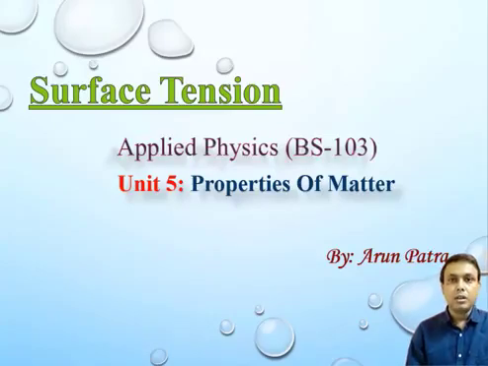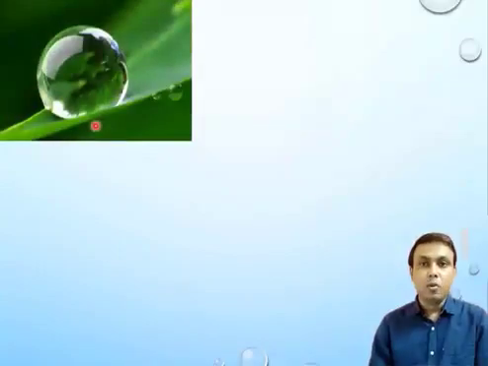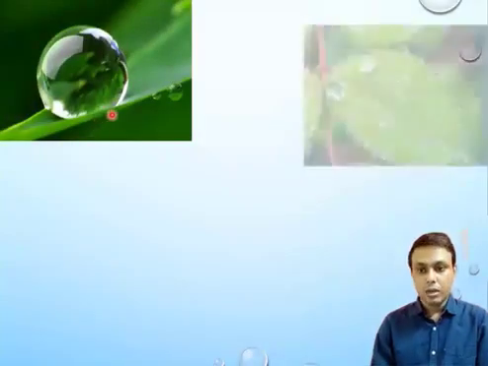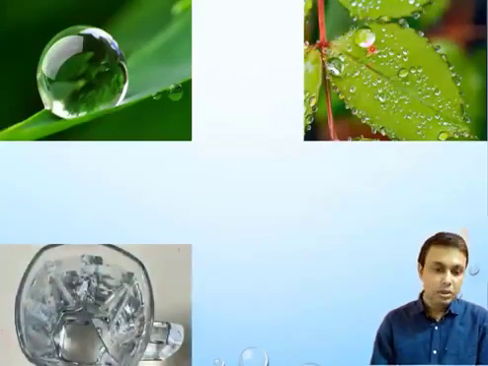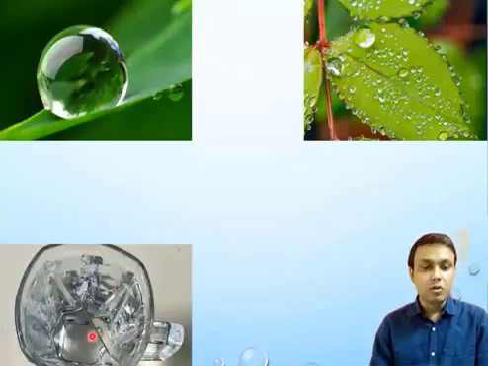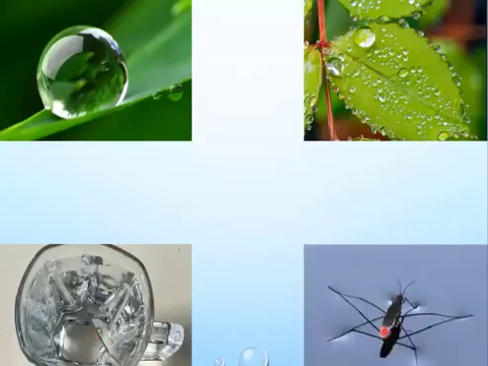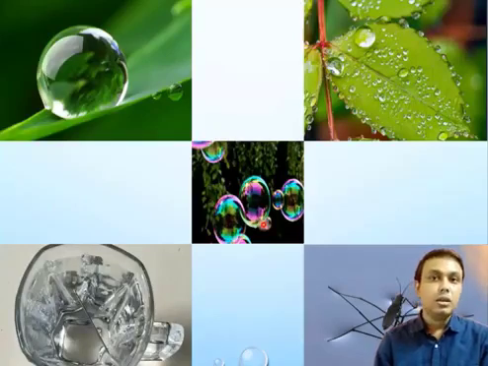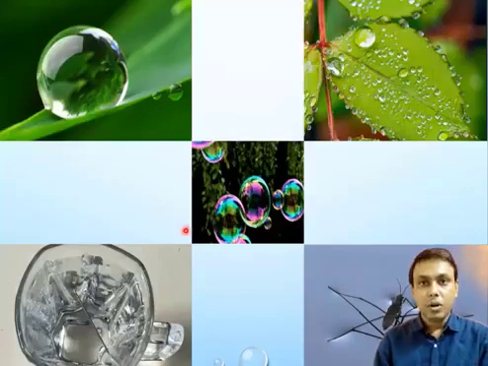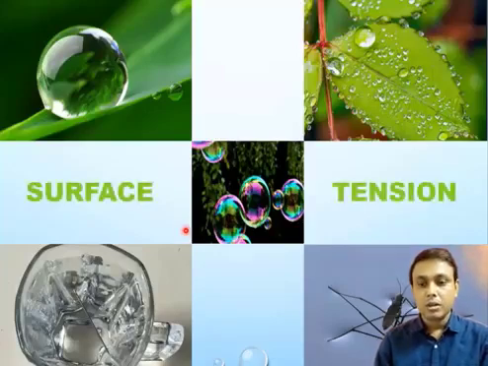Now before starting the lecture I want to share some interesting pictures with you. This is a small spherical dewdrop. Here these are some small raindrops. Here you see a needle. It is floating on the surface of water. The insect is walking on the surface of water. These are spherical bubbles. Now, behind all these phenomena, there is a property of liquid. That property of liquid is surface tension.